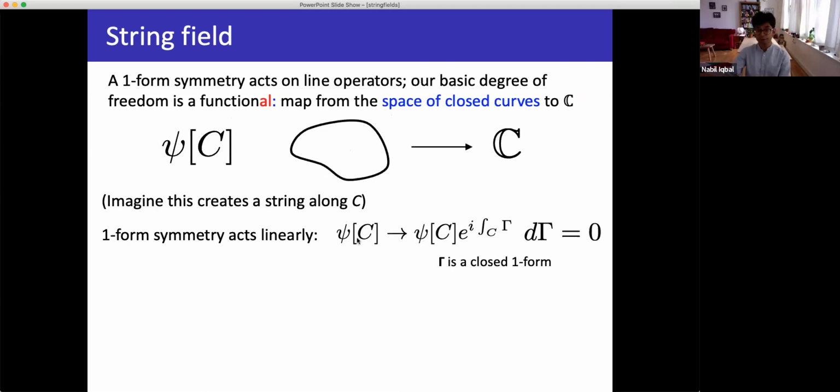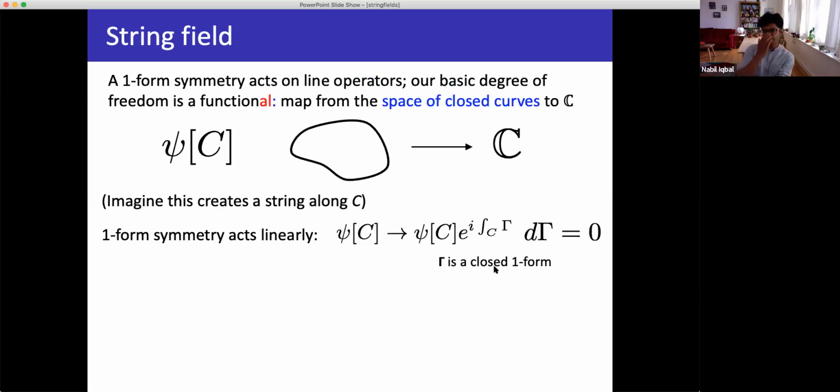Now, this one form symmetry acts linearly on psi of c. And the way to understand that is, of course, that psi of c is just rotated by a phase, where that phase is e to the i times the integral of gamma along this curve c, where d gamma equals 0. This is the one form analog of this thing right here.